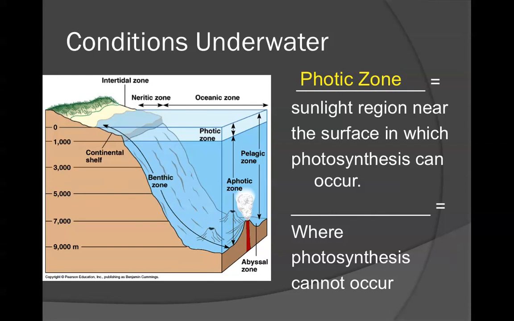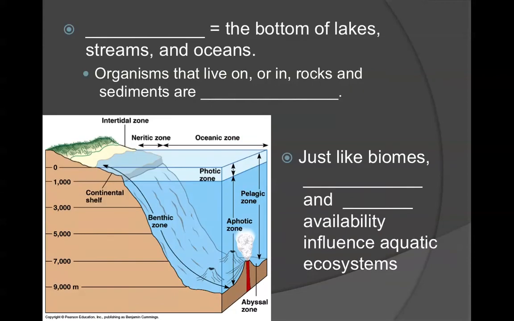And then we have the aphotic zone, and that's where photosynthesis cannot occur. So light isn't there. And so the types of organisms you're going to see there are those that can go through chemosynthesis. We have the benthic zone, and that's basically along the coast or at the bottom of lakes, streams, and oceans. Organisms that live on or in the rocks and sediments, we call those benthos.